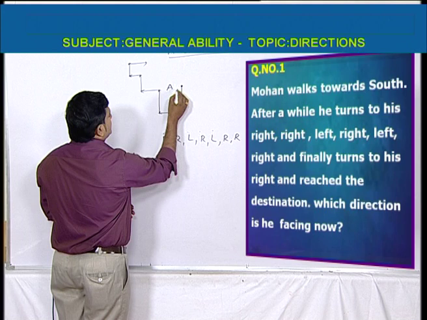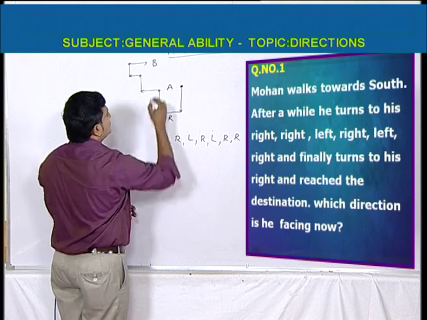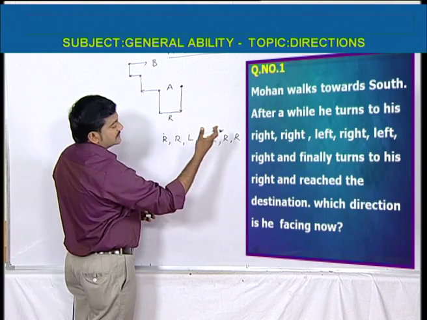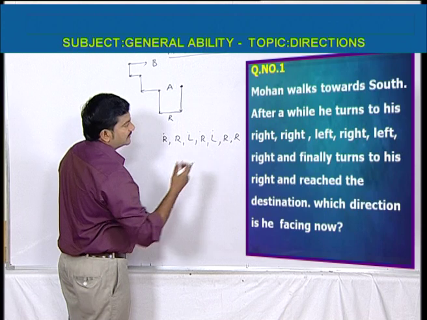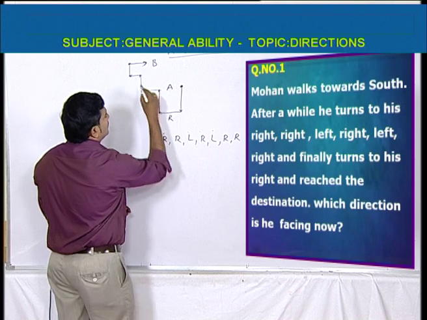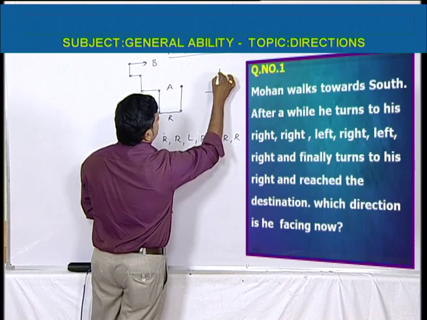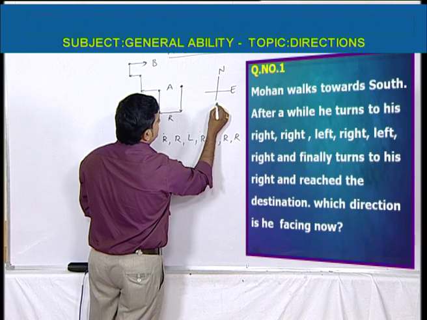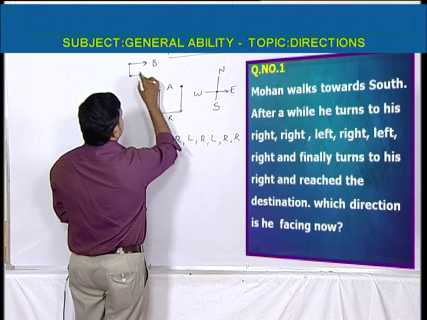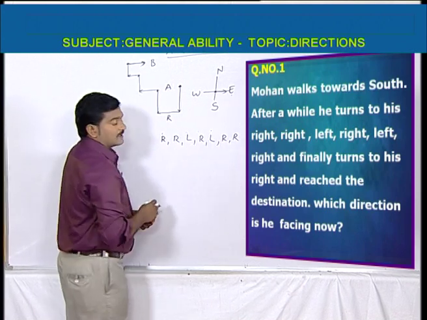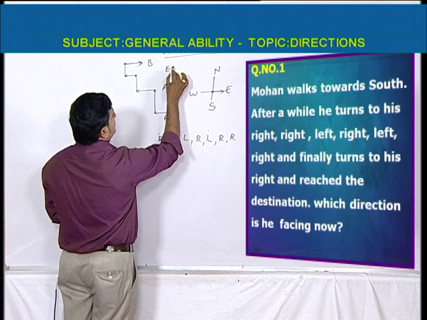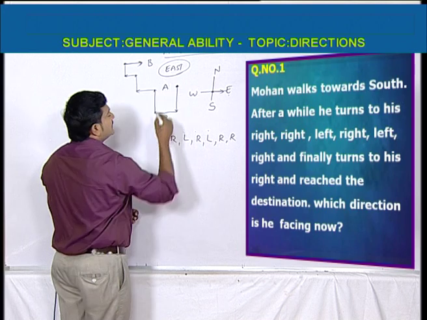Let's say the initial point is A and the final point is B. The question is, in which direction is he facing now? Now he is walking towards this direction. We know already there are 4 main directions: northern arm, eastern arm, southern arm and western arm. For example, the person is here, walking in this direction. According to the given question, that is east direction. Hence the answer for the given question is east direction.